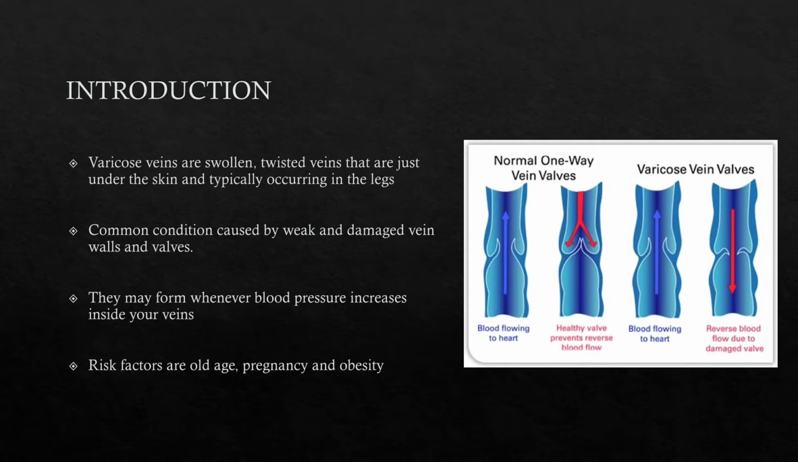So that occurs, like we just said, from weak and damaged vein walls. They may form whenever blood pressure increases inside your veins. So typically, if you're doing any type of strenuous exercise, that can really increase the pressure as well. So common risk factors are old age, obesity, and pregnancy is also really common.